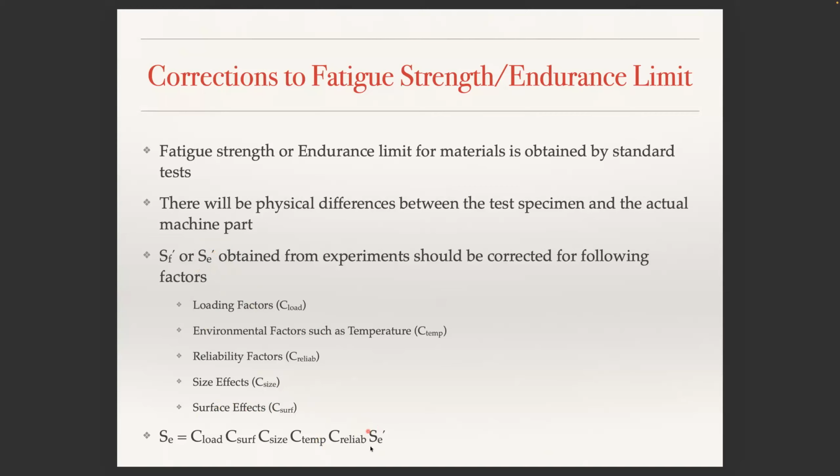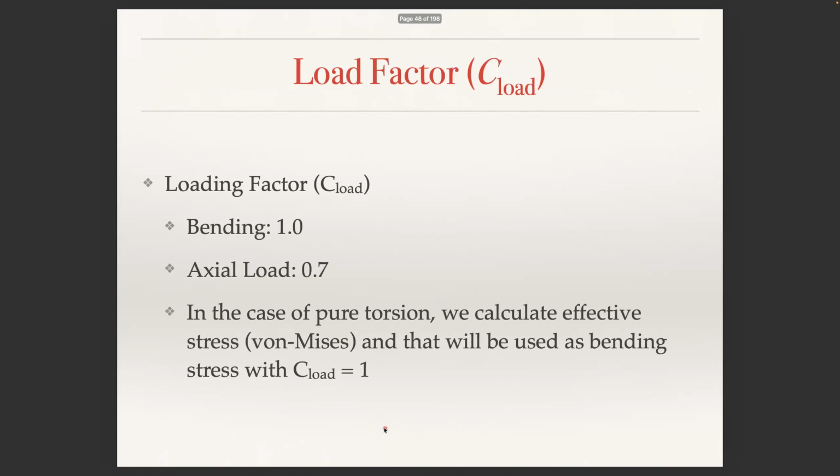So if you have an uncorrected endurance strength that is obtained from experiments of rotating beam bending test, the actual endurance strength that you will have on the component is multiplied by all these factors. Note that all these factors are less than 1. So the corrected endurance strength will be less than the uncorrected endurance strength. So now let us look at each factor.